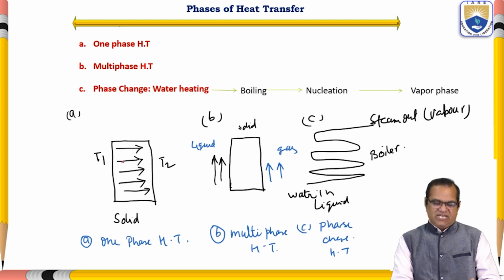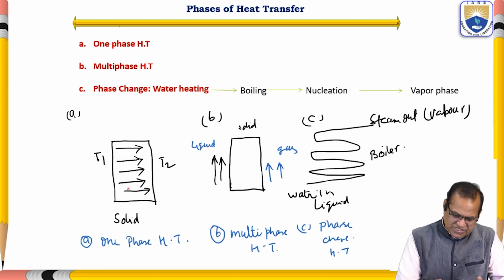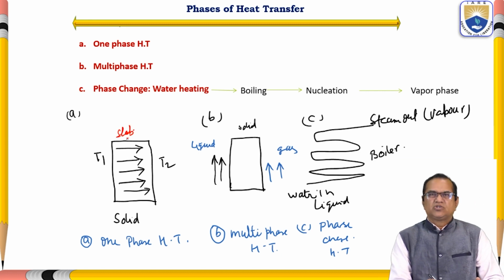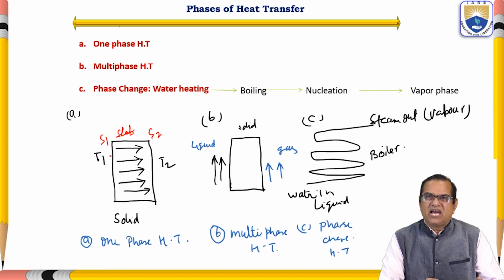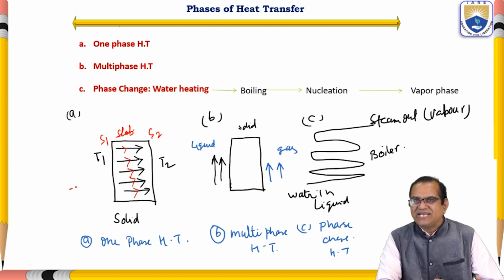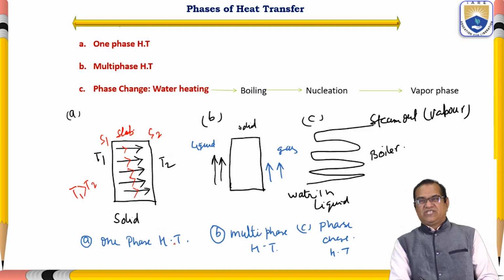First one is the one phase, it is a solid. This is the slab here. The heat is transferring from surface 1, I am writing S1, to surface 2. The temperature of S1 is T1 and S2 is T2, and transfer is taking place from T1 to T2 as T1 is greater than T2. It is called the one phase heat transfer.